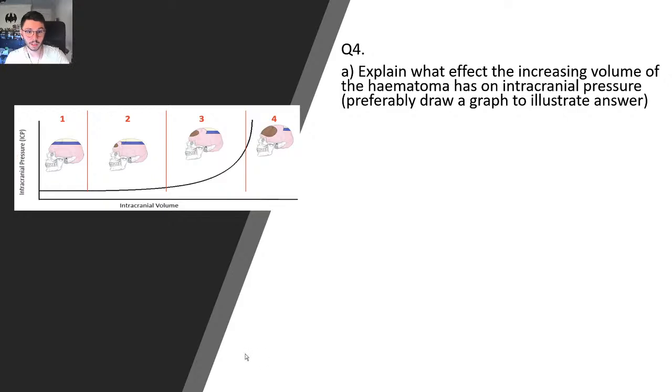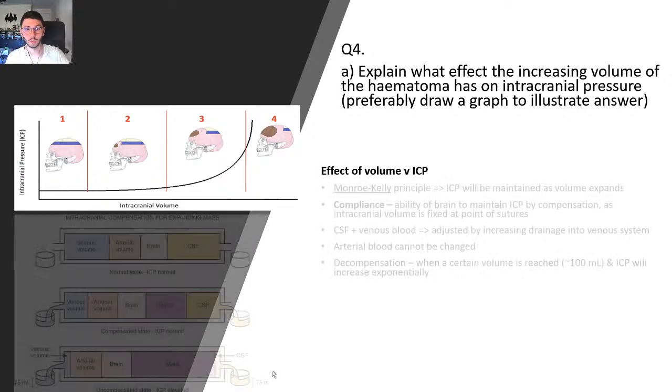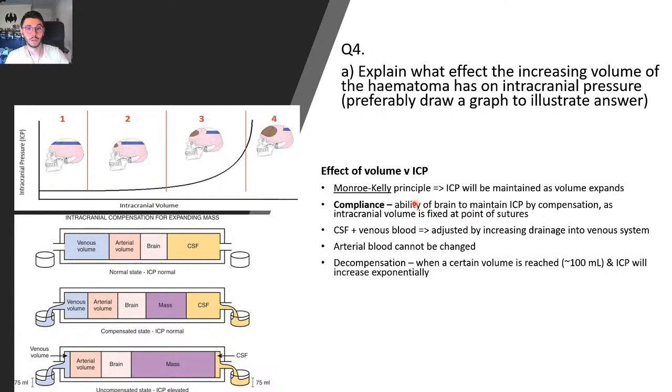And the reason for this is because we have a sort of limit to how much the intracranial pressure can change. Because if it changes too much, well then it affects our perfusion, and that's not good. So the Monro-Kellie principle here says that the intracranial pressure will be maintained as the volume expands. And the reason it does this is because the brain has something called compliance.